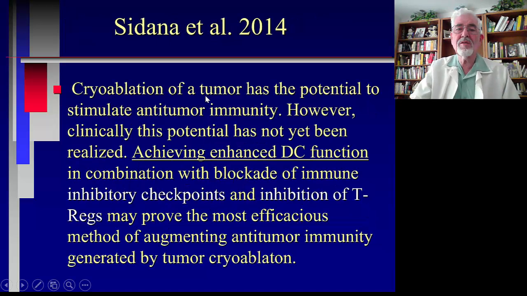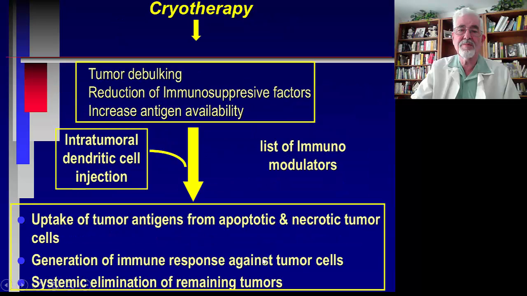So cryoablation of a tumor has the potential to stimulate anti-tumor immunity. However, clinically this potential has not been realized. Achieving enhanced dendritic cell function in combination with blockade of immune inhibitory checkpoints and inhibition of Tregs may prove the most efficacious method of augmenting the anti-tumor immunity generated by tumor cryoablation.